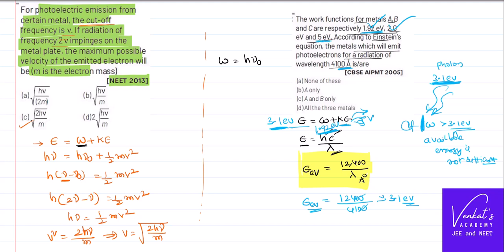But look at the 5 electron volts, which is more than 3.1. The photon can give only 3.1, but that metal has a work function of 5 electron volts, meaning to release an electron from that metal surface you need 5 electron volts. But the photon gives only 3.1, which is not sufficient to release the electron. So there is no photoelectric effect with C. There is photoelectric effect with A and B. That's the answer for the problem. That's how we have to solve that.